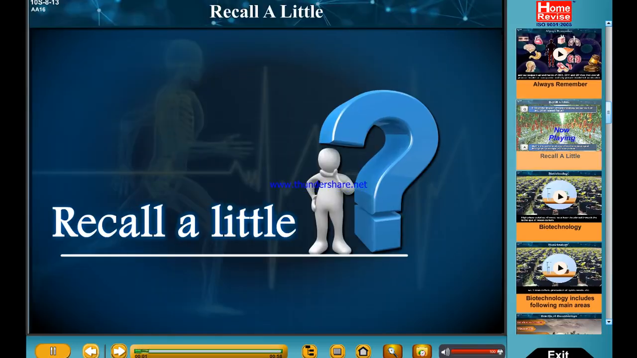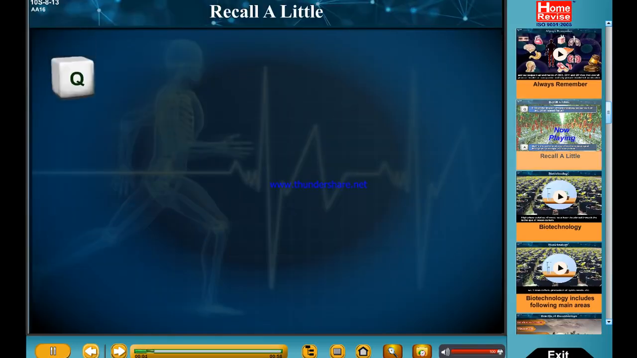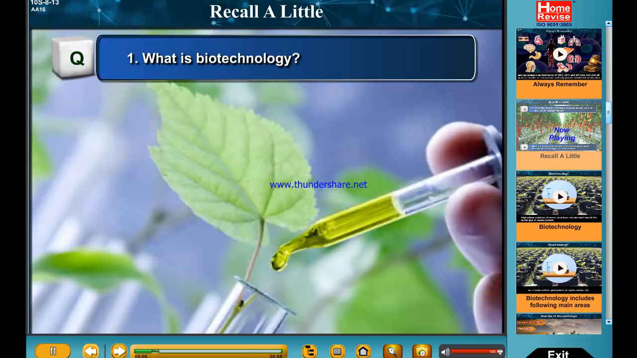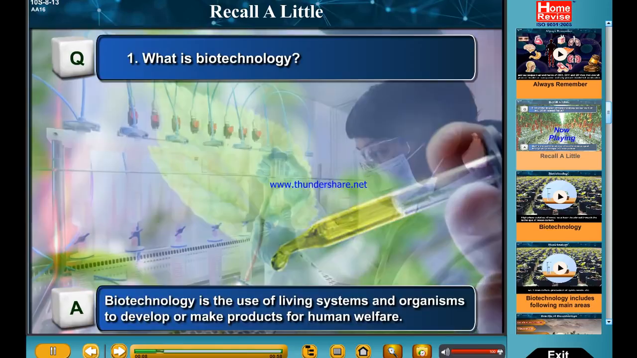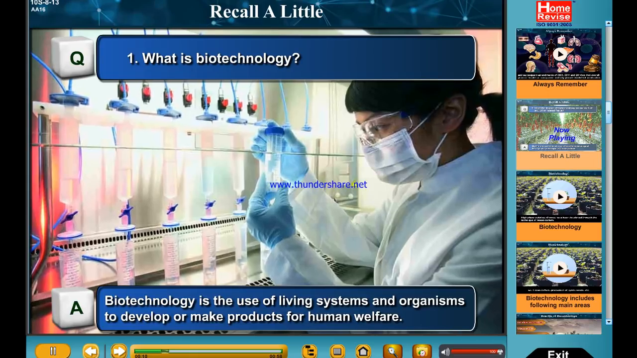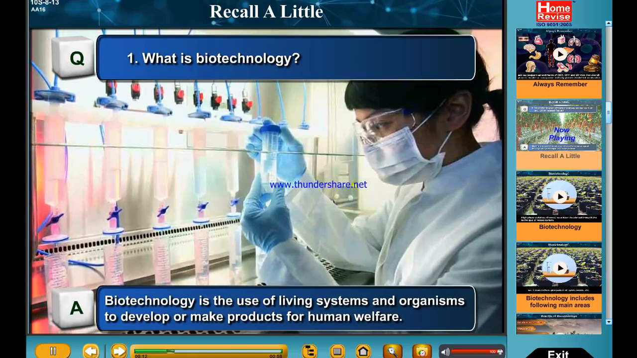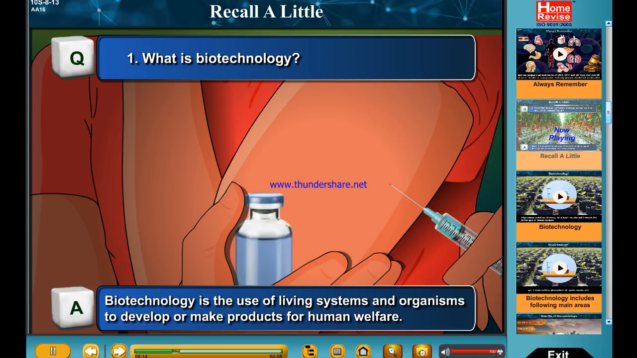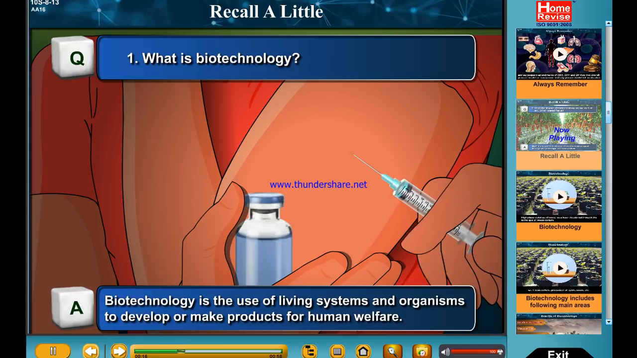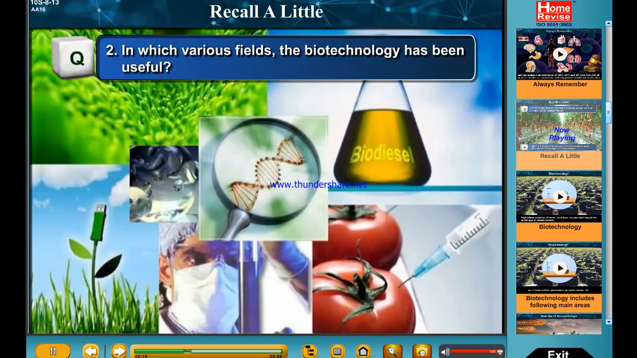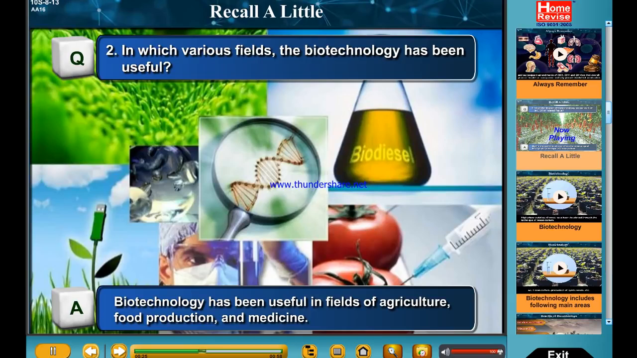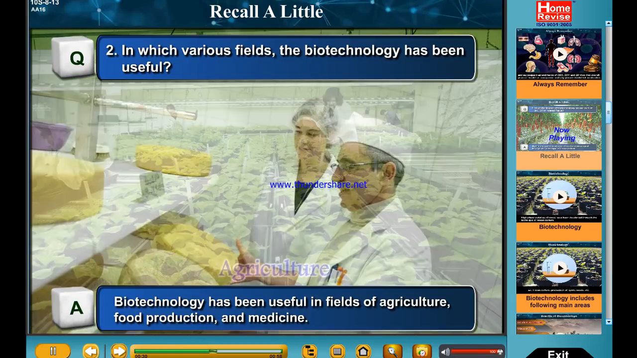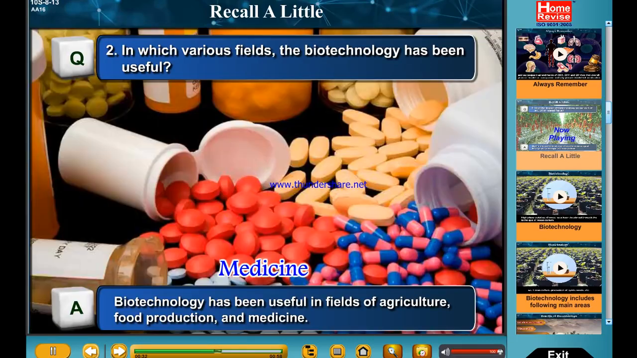Recall a little. 1. What is biotechnology? Answer. Biotechnology is the use of living systems and organisms to develop or make products for human welfare. 2. In which various fields has biotechnology been useful? Answer. Biotechnology has been useful in the fields of agriculture, food production and medicine.